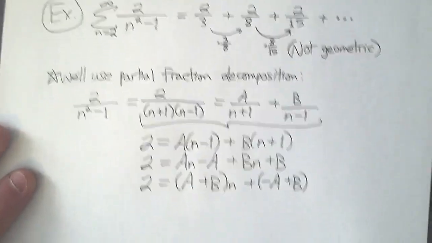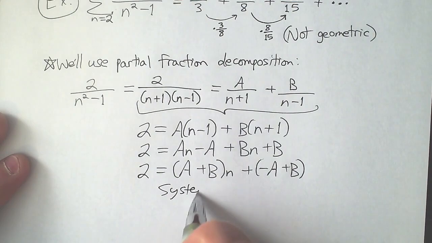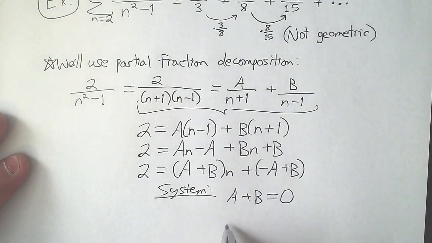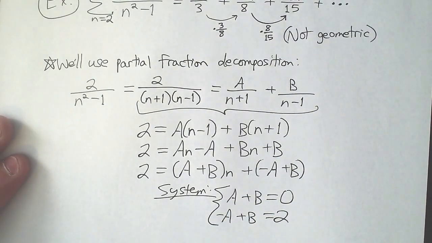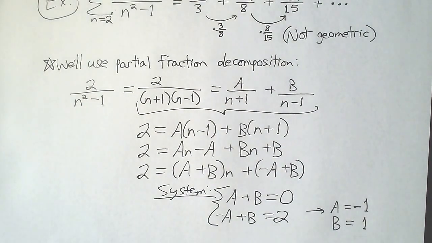All right, this is what my algebra looks like. The system that I get looks like A plus B must be 0, minus A plus B must be 2. It's a little system of equations. All right, I get A equals -1 and B equals 1. And then let's see what this tells us.